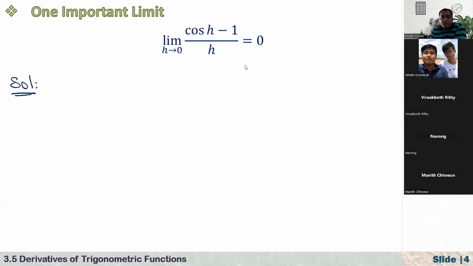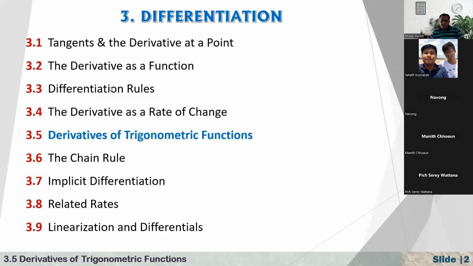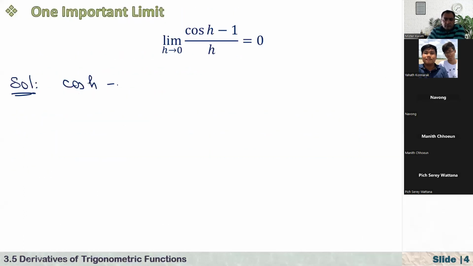Okay, one more time, I would like to evaluate this limit: the limit of cosine of h minus 1 over h when h approaches 0 is equal to 0. Now, if you remember, we have studied the trigonometric identities in the first chapter. Let's say this h, I can write it as cosine of 2 times h over 2, right?